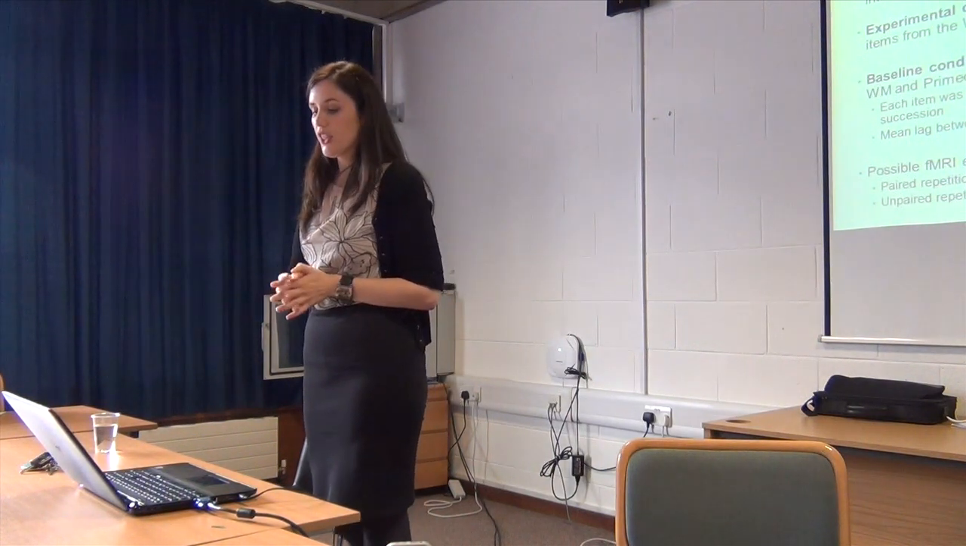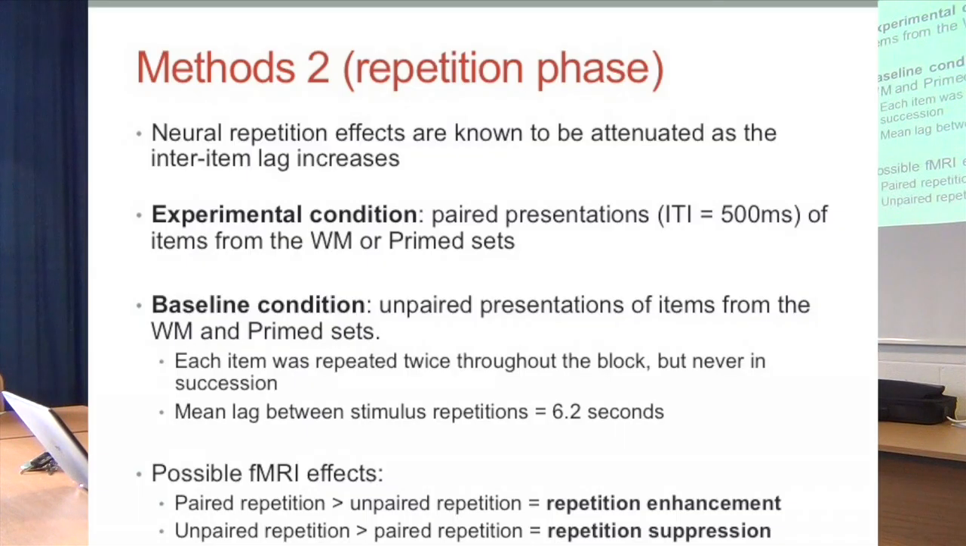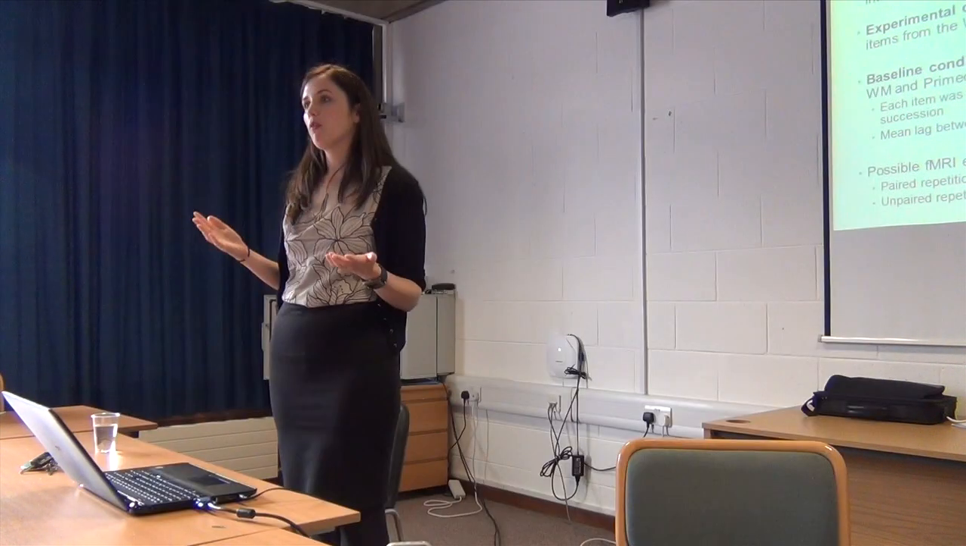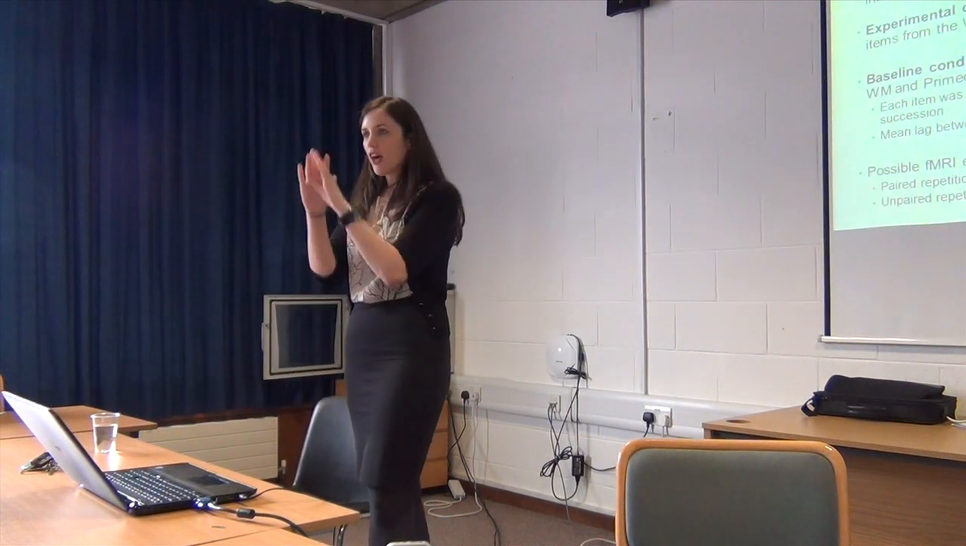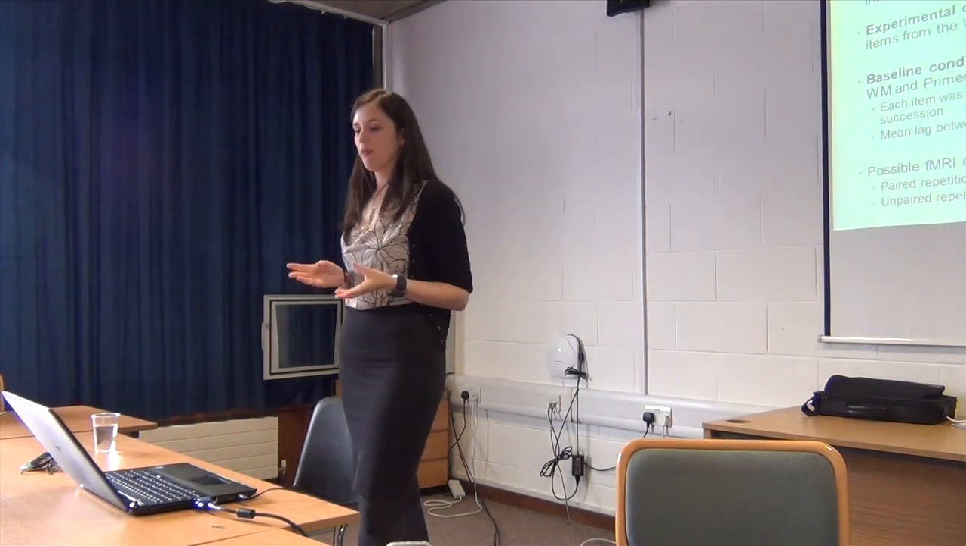So we used two conditions. We used an experimental condition in which we showed paired presentations of the items from our working memory set and our prime set. So these are items which were either held in memory or which were visually processed but not memorised. So in the experimental condition, these items were presented in rapid repetition. Okay, so the two items were presented 500 milliseconds apart, bang bang. Okay, so we're going to see the first presentation, and then presumably we would typically see a reduction in response to the second presentation. So that's our repetition condition, our paired repetition condition.